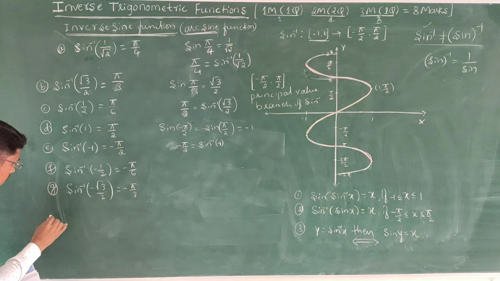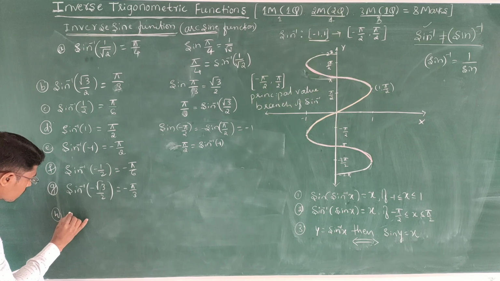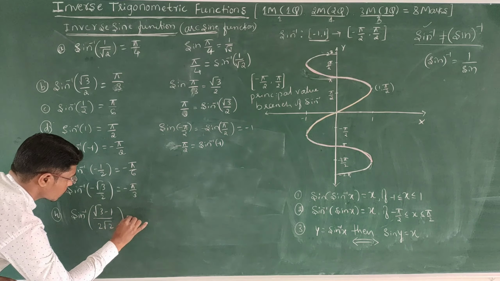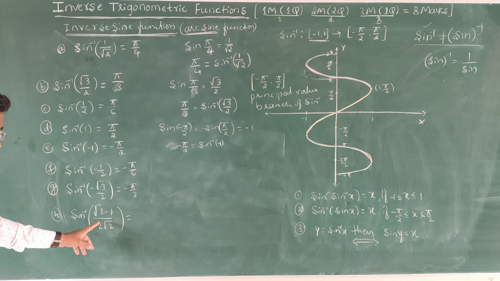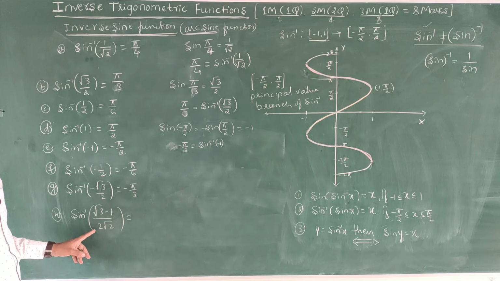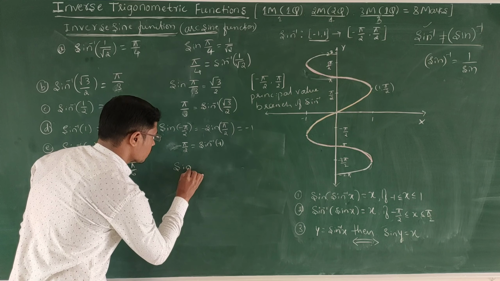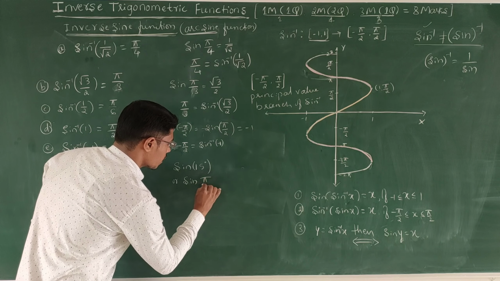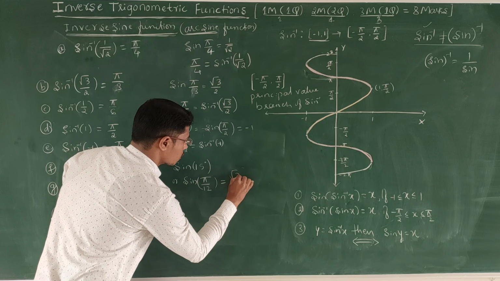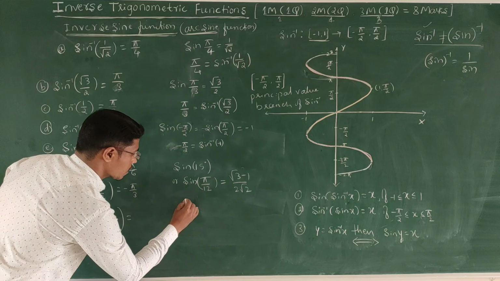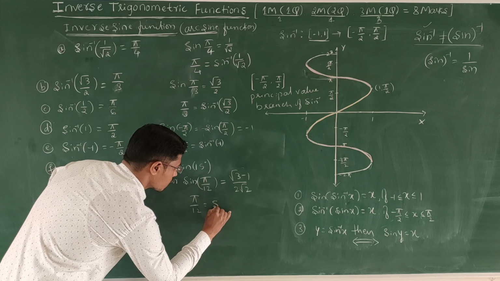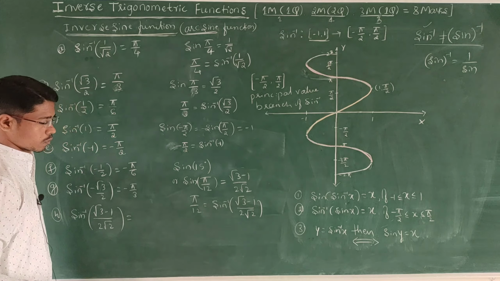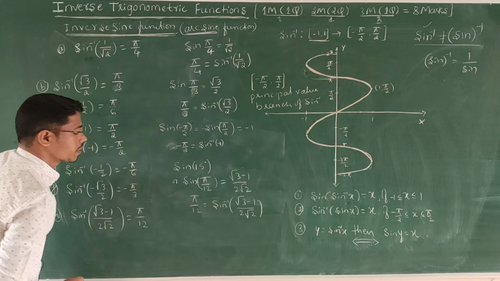Okay, then lastly H, sine inverse of root 3 minus 1 divided by 2 root 2. See here, we know this value: sine 15 degree, or sine 15 degree in terms of pi, pi divided by 12, is equal to root 3 minus 1 divided by 2 root 2. Okay, so pi by 12 equal to sine inverse of root 3 minus 1 divided by 2 root 2. So this is equal to pi divided by 12, 15 degree.